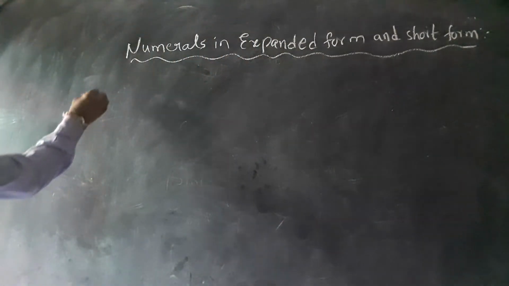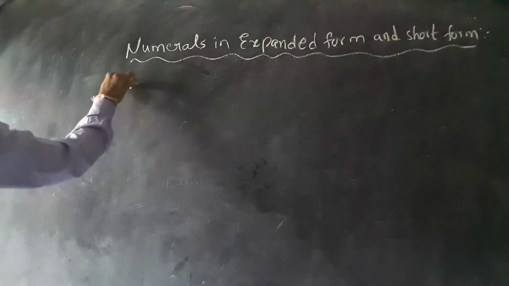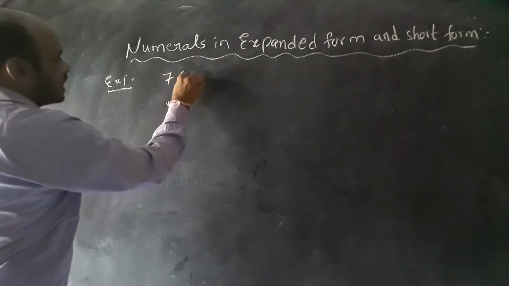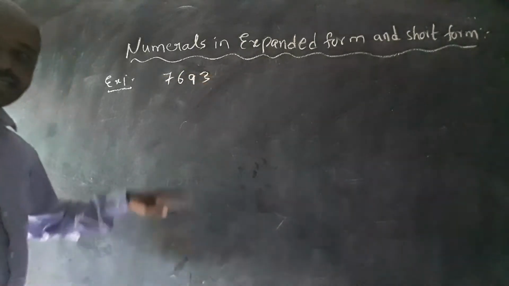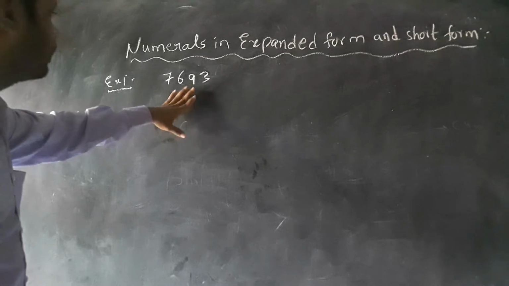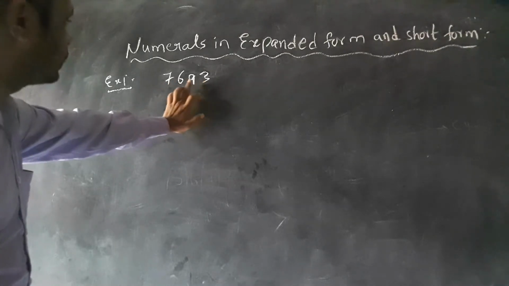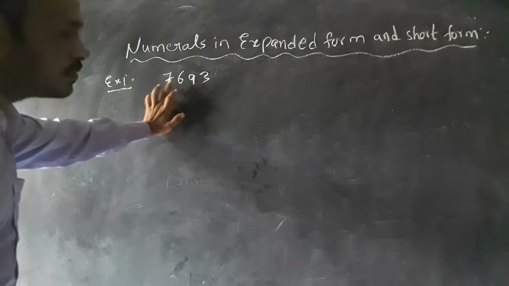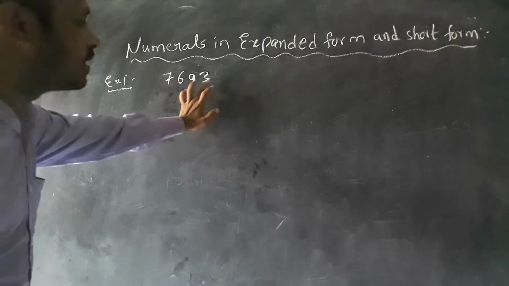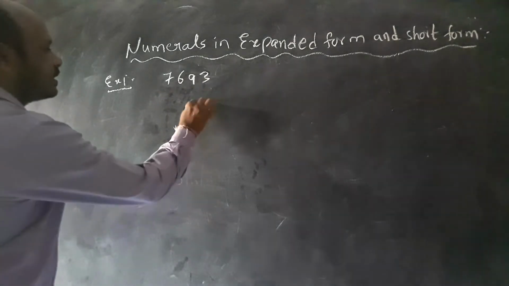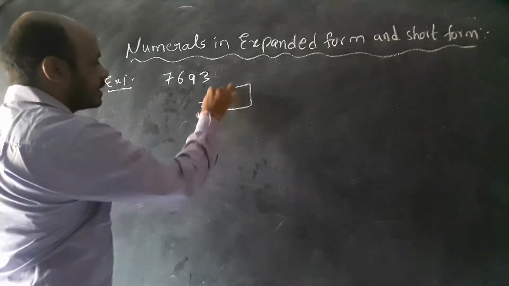See, example: 7693. This is a 4-digit number. In the given number 4 digits are there, that is ones, tens, hundreds and thousands. Okay, 7693. See, children, first I am writing an empty box.